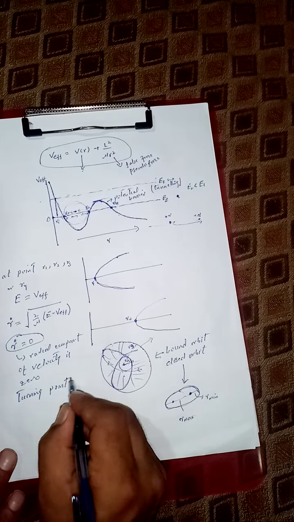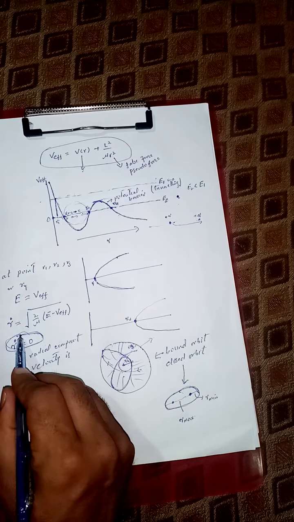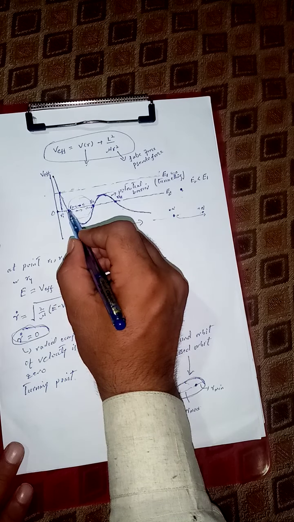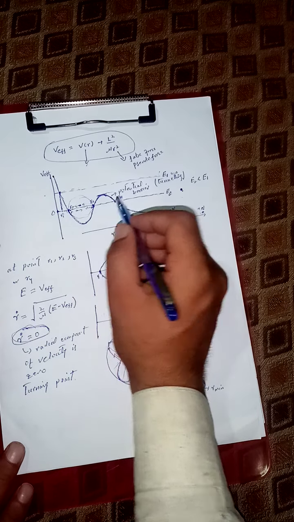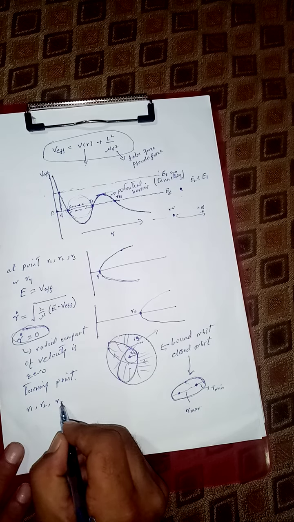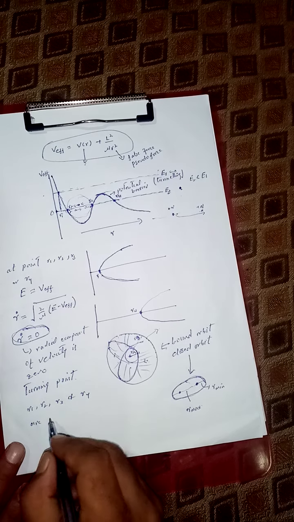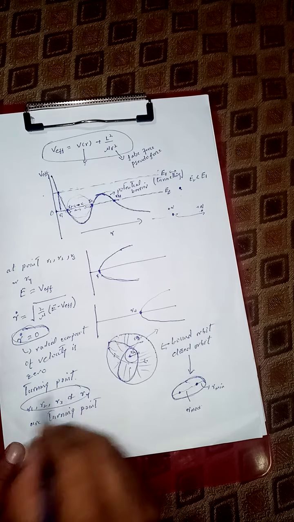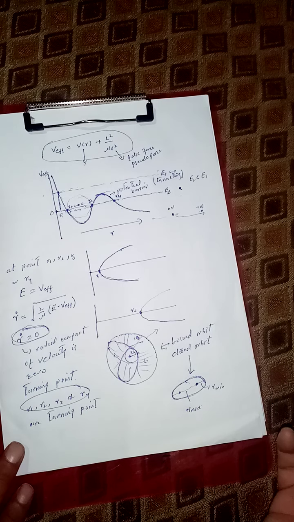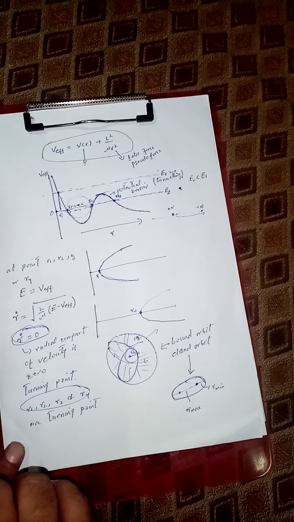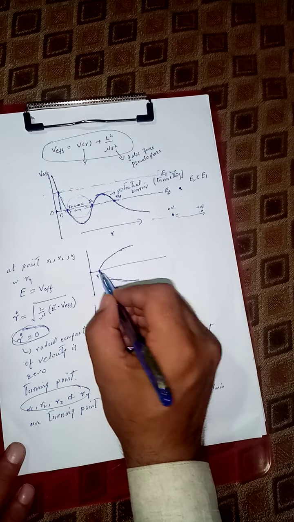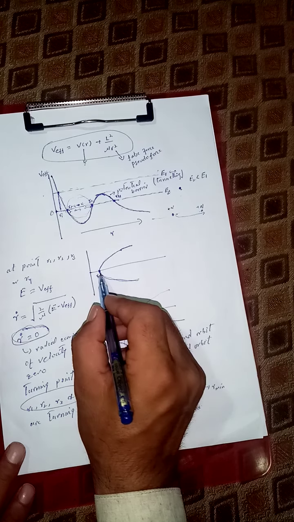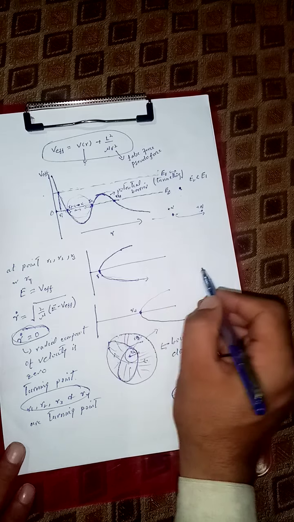Those points in the force field in which the radial component of velocity is 0 are called turning points. Here the radial velocity becomes 0, here it becomes 0, here it becomes 0, here it becomes 0. So R1, R2, R3 and R4 are turning points. At this point the particle will go back in the direction from which it came. If we look at R1, the particle comes from infinity to R1. The radial component of velocity becomes 0 here, and then it moves back in the same direction from where it came.